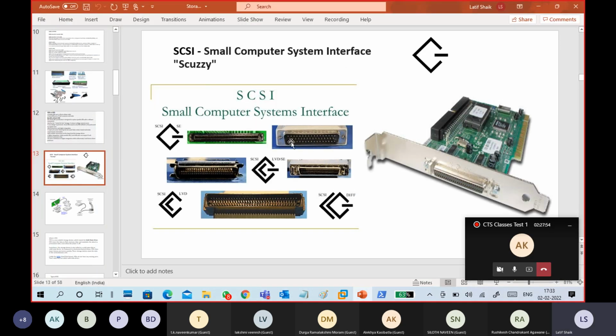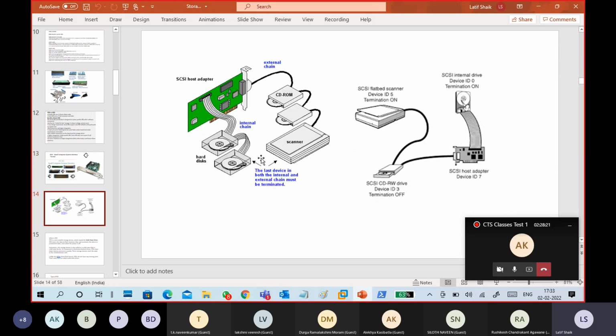So guys, these are the symbols, and these are the connectors. This is the SCSI card, just one SCSI card I put in. You can Google images, and you can find a lot of different types of SCSI cards. SCSI stands for small computer system interface. This is the card, with internal connections and external connections. If you look at this picture, you can see this is a SCSI adapter. Internally hard disks are connected, externally hard disks are connected.